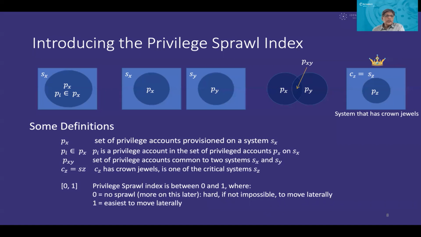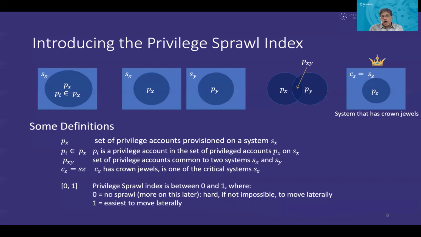So now, in words, just to reiterate and to make sure we get this right: PX is the set of privilege accounts that are provisioned on any given system SX. PI is one of those accounts that belongs to the set PX.